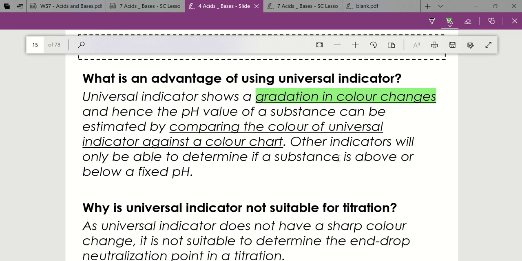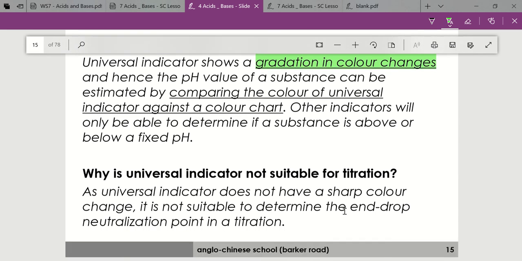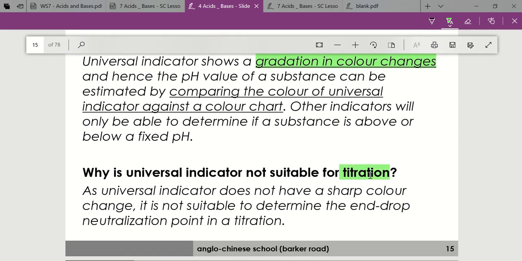One disadvantage about this universal indicator is not so much about the use of it, but is a wrong match for a process. Universal indicator is not suitable for this process called titration. Titration is a process to determine how much of an acid, let's say, is required to neutralize a known concentration and volume of an alkali. Let me give you an example.